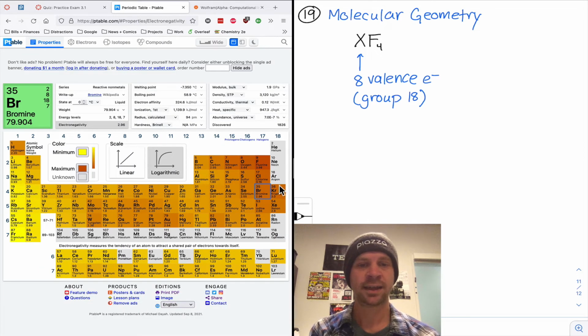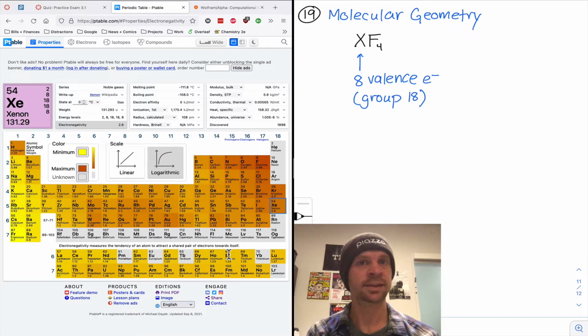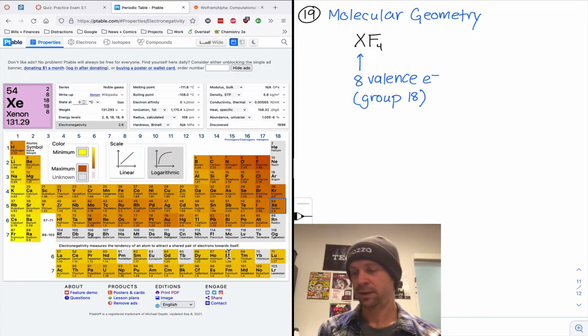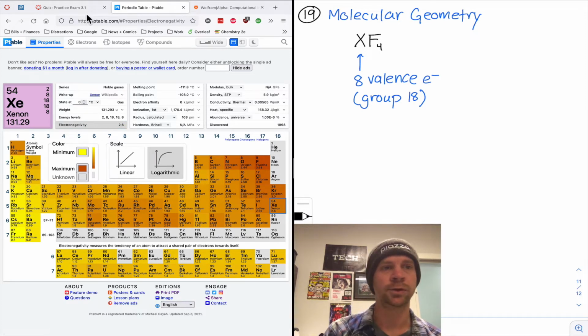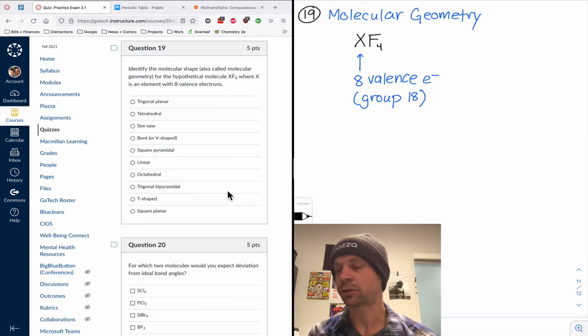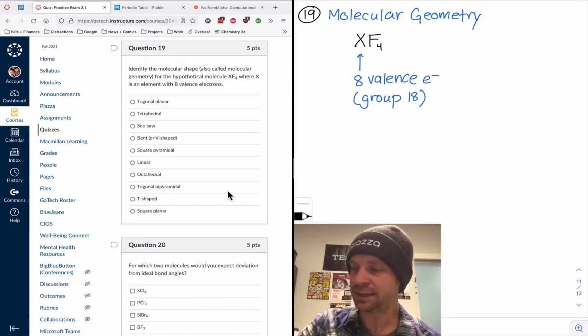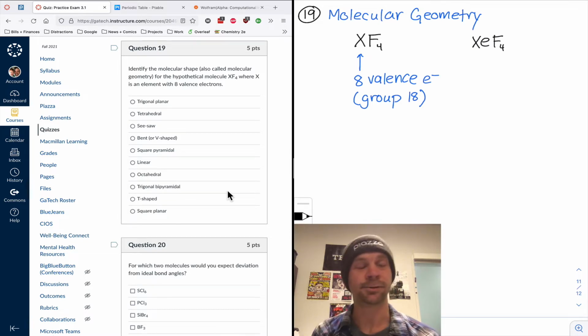Group 18 and an element like xenon, a noble gas. The noble gases tend not to form compounds. Xenon is one of the few that has been observed to actually form compounds, and XeF4, believe it or not, is actually a known compound. So let's start by drawing a Lewis structure for XeF4.